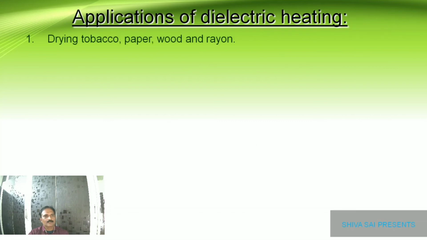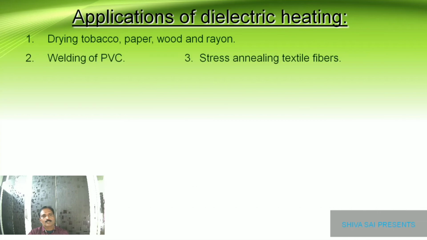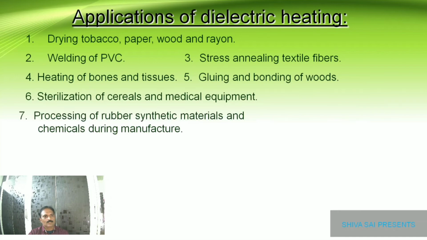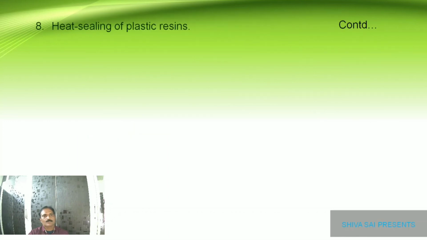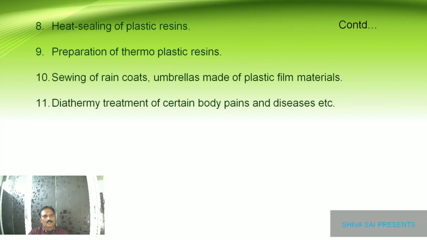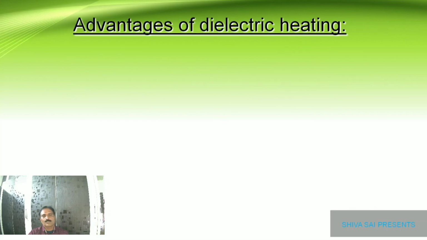If you go for the applications, we use this method for drying of tobacco, paper, wood and rayon, welding of PVC, stress annealing of textile fibers, heating of bones and tissues, gluing and bonding of woods, sterilization of surgical and medical equipment, and also processing of rubber, synthetic materials and chemicals during manufacture. Heat sealing of plastic resins, preparation of thermoplastic resins, sewing of raincoats and umbrellas made of plastic film materials, and diathermy treatment of certain body pains and diseases, etc. These are the applications.